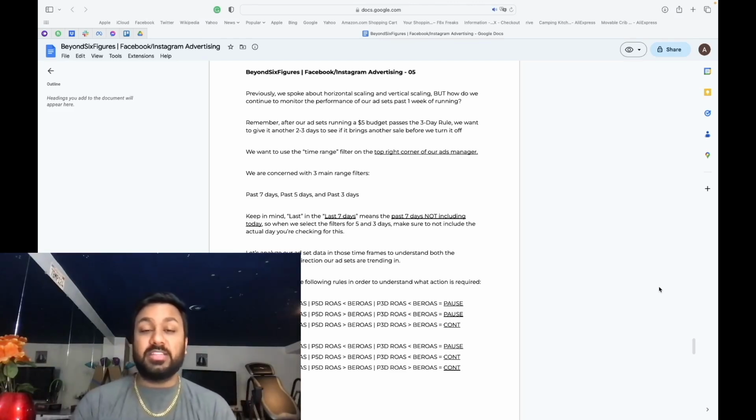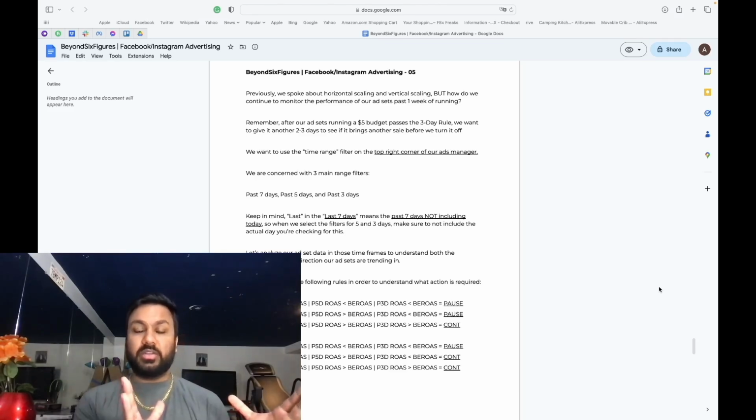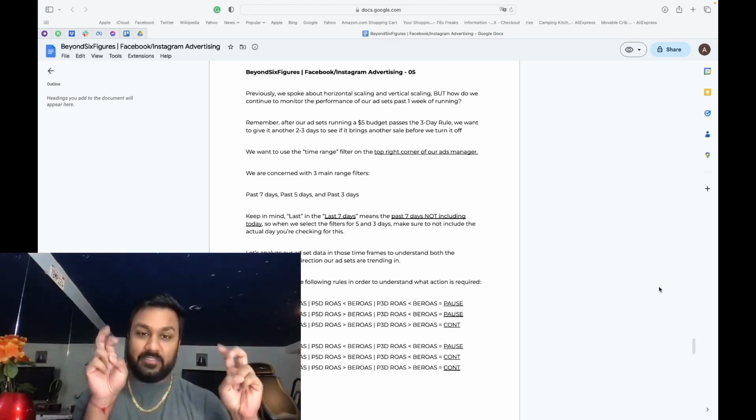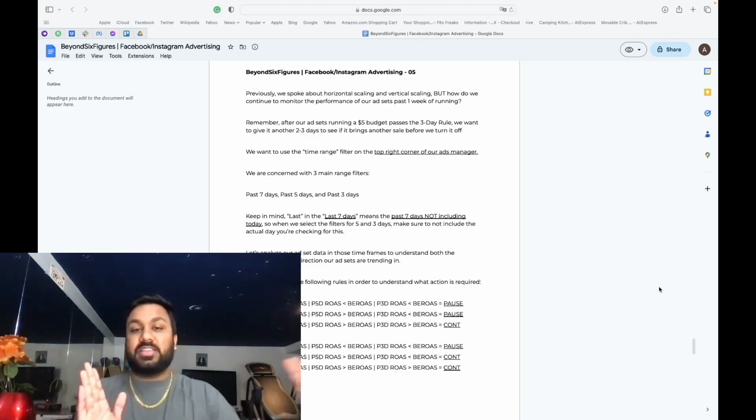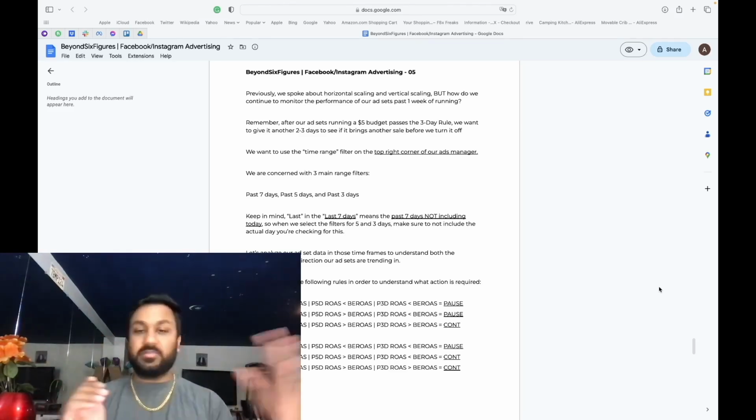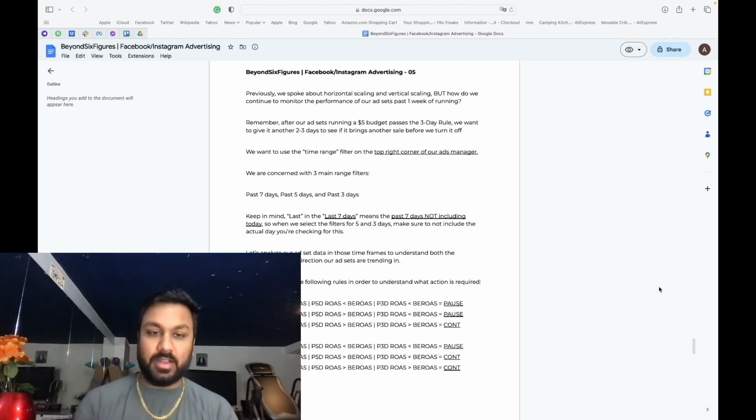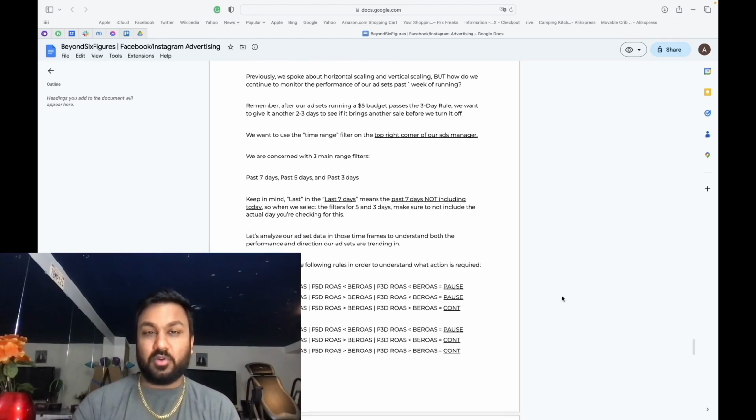So if you're filtering 5 and 3 days, please make sure that you're not also including the today filter. You're just including the past 7 days, not today, past 5 days, not today, and past 3 days, not today, right? Now, let's analyze our ad set data in those timeframes to better understand the performance and direction that we're going to.